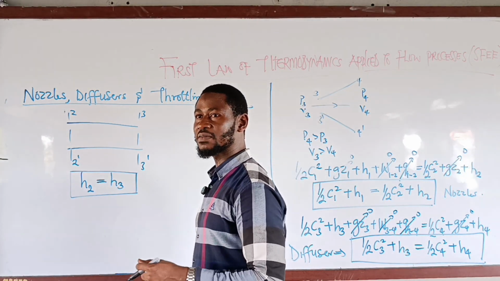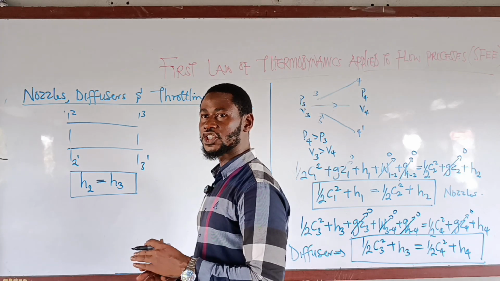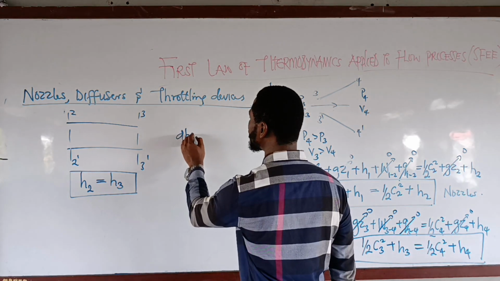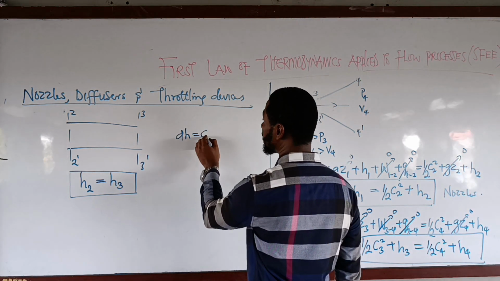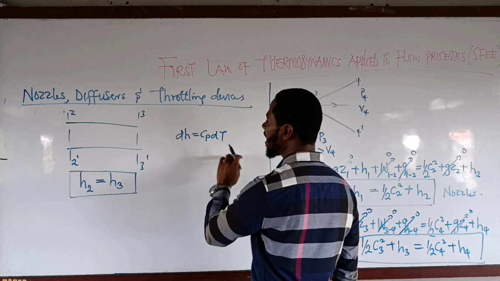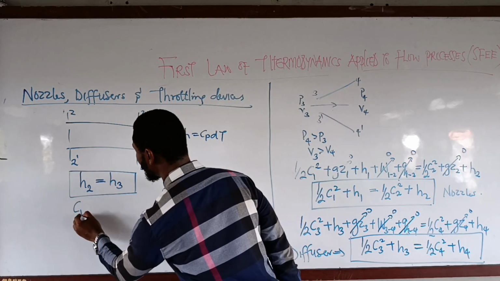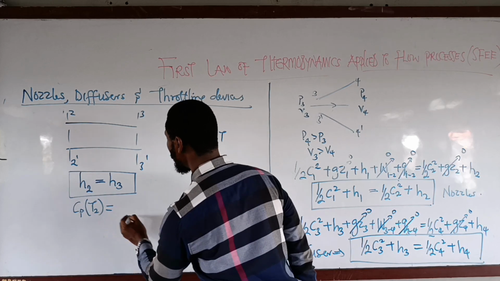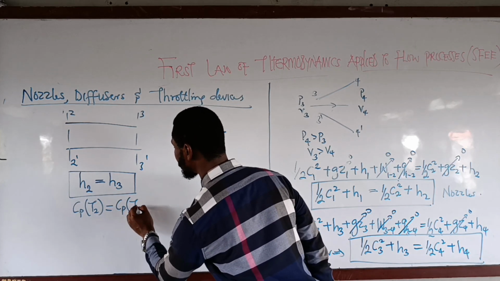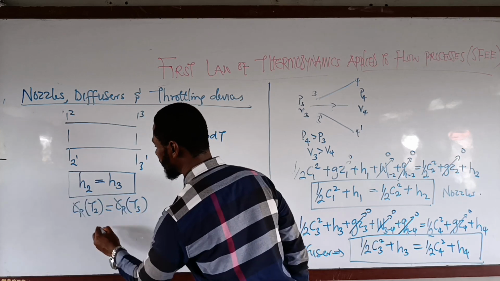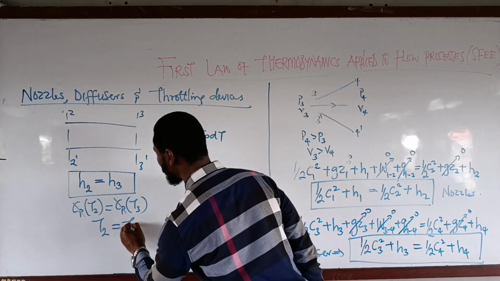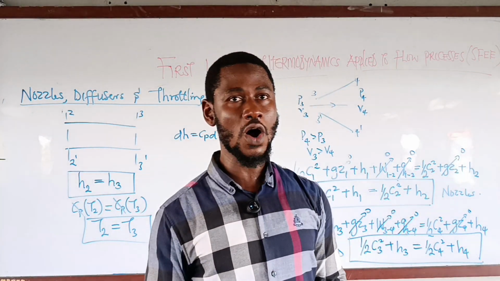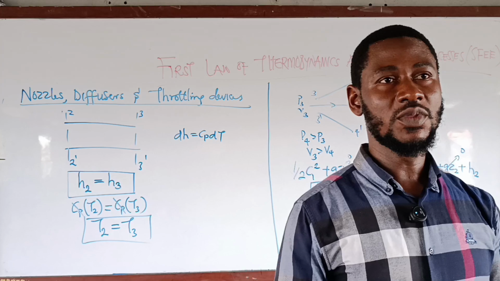Don't forget that enthalpy has a relationship between specific heat and temperature, just as H equals the integral of Cp dT. Therefore, this can also be represented as Cp times T2 equals Cp times T3. Cp cancels Cp, so the temperature at this level equals the temperature at this level. So this is the steady flow energy equation for a throttling device.